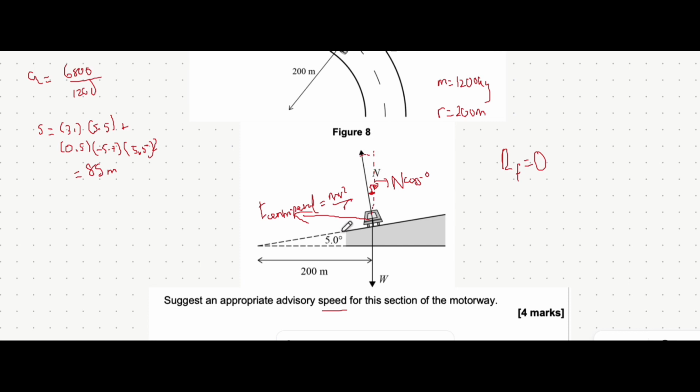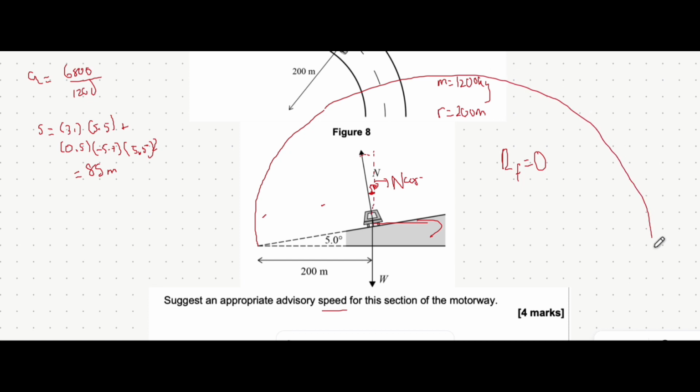Oh, sorry. I just realized one thing. The centripetal force always acts towards the center. The center is to the right of the car because it's being pulled inwards towards the car. This is more like the edge of the motorway, if that makes sense. So if we were to draw the whole circle out, it would look something like that, and so the center would be around here. So the centripetal force would act towards there.